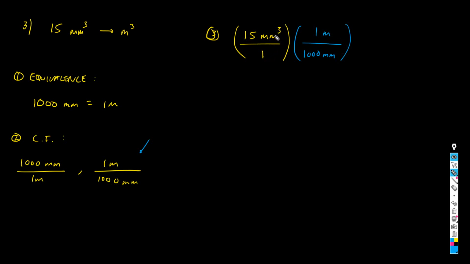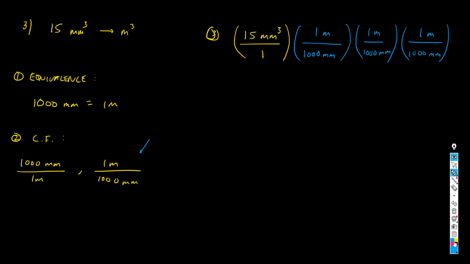Why not? Because in here we have cubic millimeters, and in here we have just millimeters raised to the first power. So it's not enough to multiply by one of these conversion factors. What we need to do is add another two. We have to multiply by three of these conversion factors, like so. Look, the same thing, but three times.